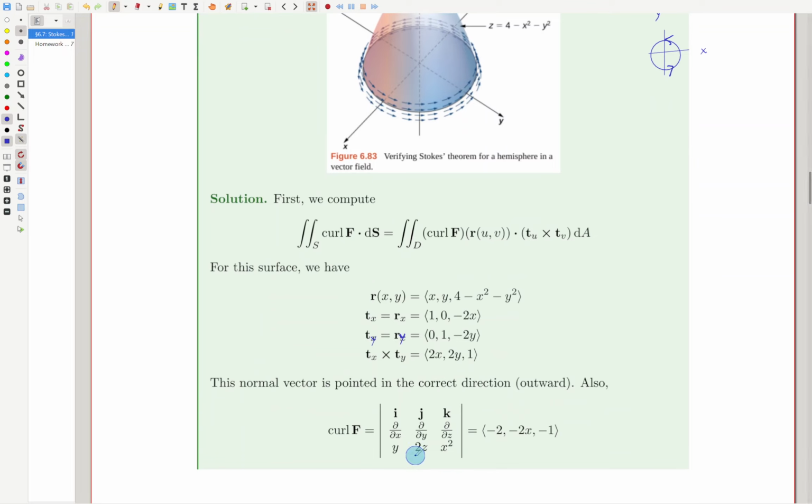So this ends up being 0, that ends up being minus 2. So you get minus 2 there. For j, you have a minus in front, and then you have a 2x, and then 0. So you get a minus 2x. And then for the k, you have these two, which gives you 0, and this which gives you minus 1. There we go.